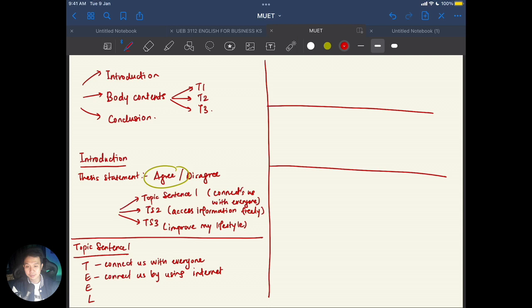Example. So what is our example over here? Maybe it can connect me using WhatsApp to my loved ones. WhatsApp, maybe Instagram, Facebook, and so on. Then L at the end of the essay: Hence, today's technology has, because, TS1. Okay, next topic sentence 2.